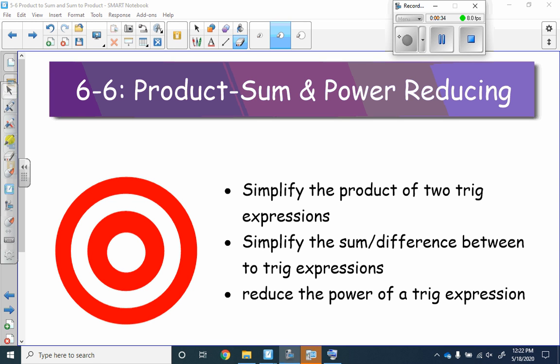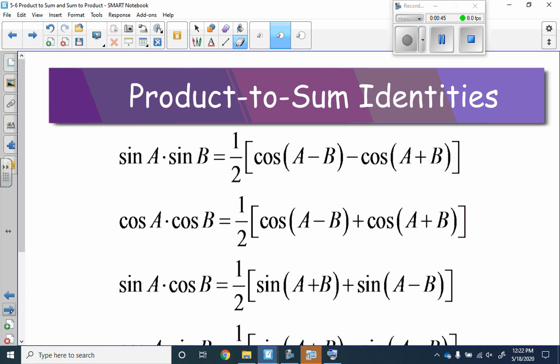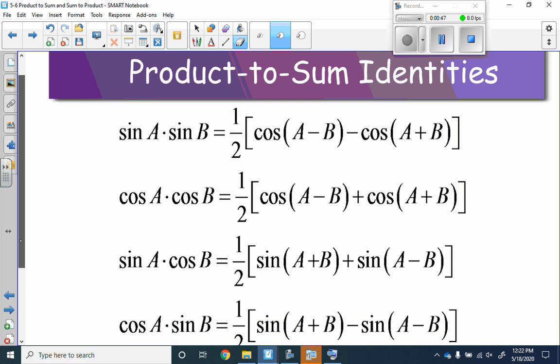So I know this is starting to seem like a lot, but I am allowing you to use your identity reference sheets as we move forward here. So let's take a look at the product to sum identities. Product means multiplying, sum means to add, and we work into that as well as finding the difference.